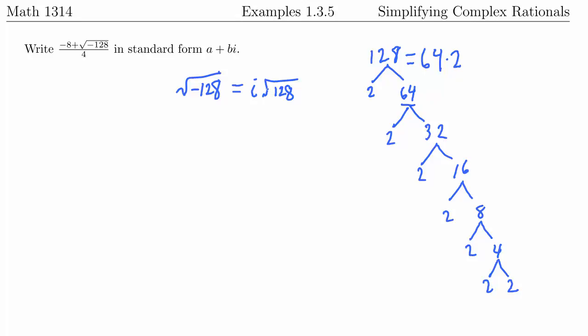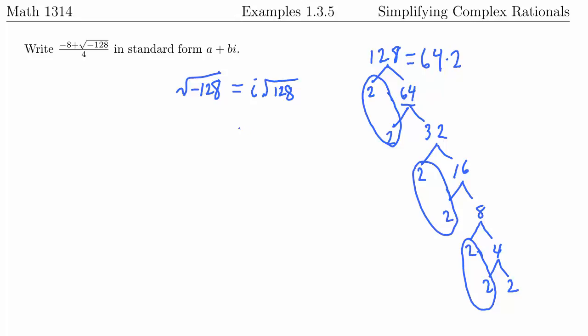Because we're working with even radicals, I want pairs of 2's. There's a pair of 2's, there's a pair of 2's, and there's a pair of 2's. There's one that's not paired. Multiply everything that is circled together. 2 times 2 times 2 times 2 times 2 times 2 will give you 64.